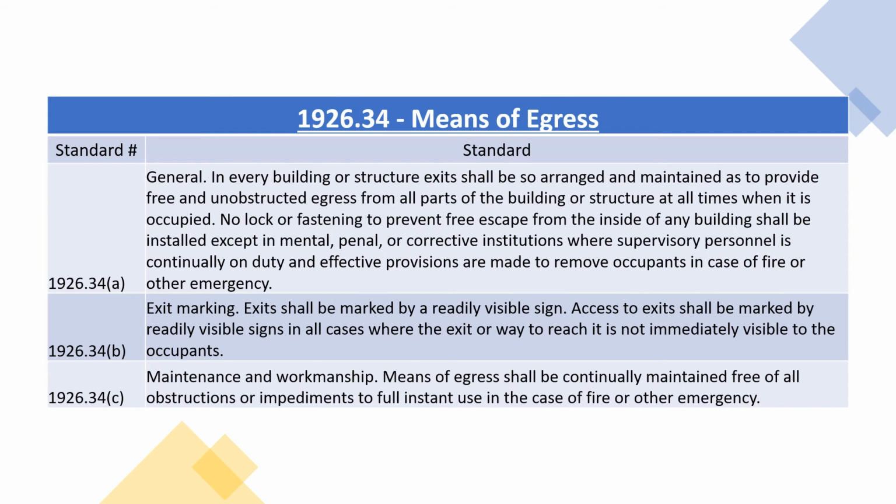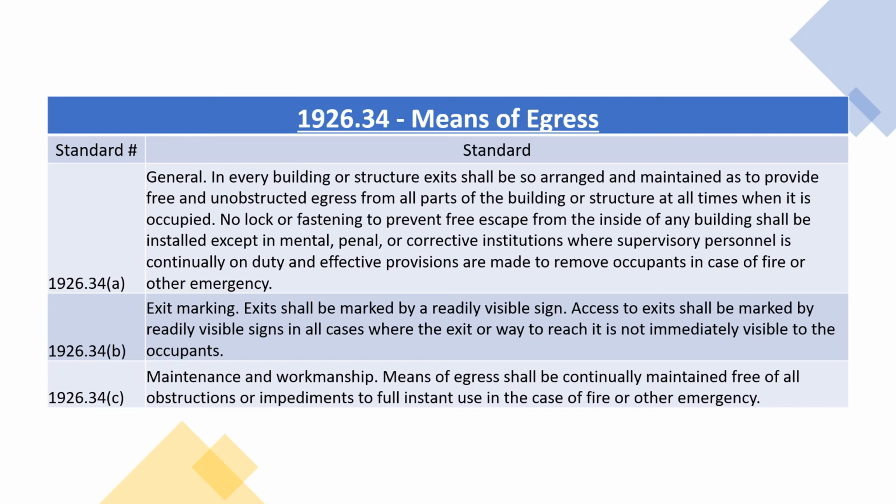1926.34 A. General. In every building or structure, exits shall be so arranged and maintained as to provide free and unobstructed egress from all parts of the building or structure at all times when it is occupied. No lock or fastening to prevent free escape from the inside of any building shall be installed except in mental, penal, or corrective institutions where supervisory personnel is continually on duty, and effective provisions are made to remove occupants in case of fire or other emergency.